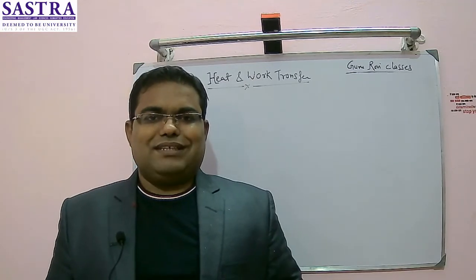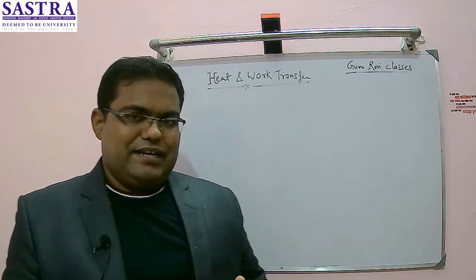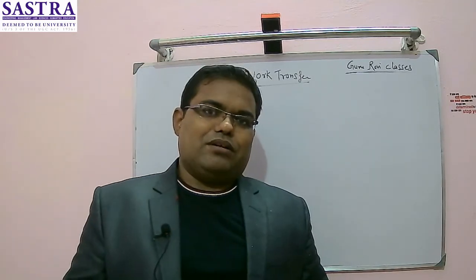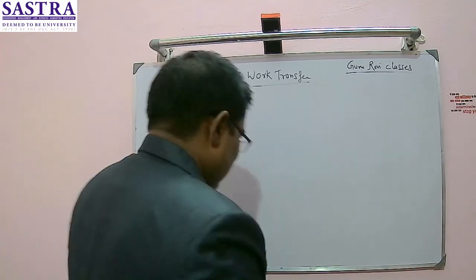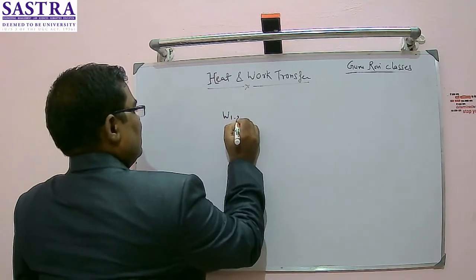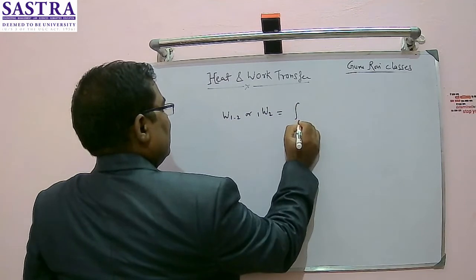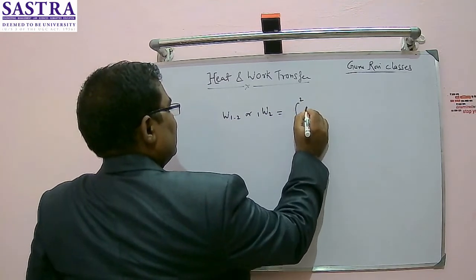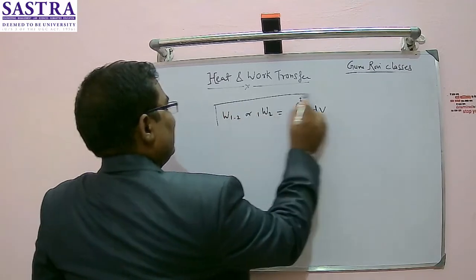Before starting that, let's start with the final concluding part of the previous lecture. The work transfer we wrote in this way: W1 to 2, or 1W2, is nothing but the integration between 1 and 2 of PdV.